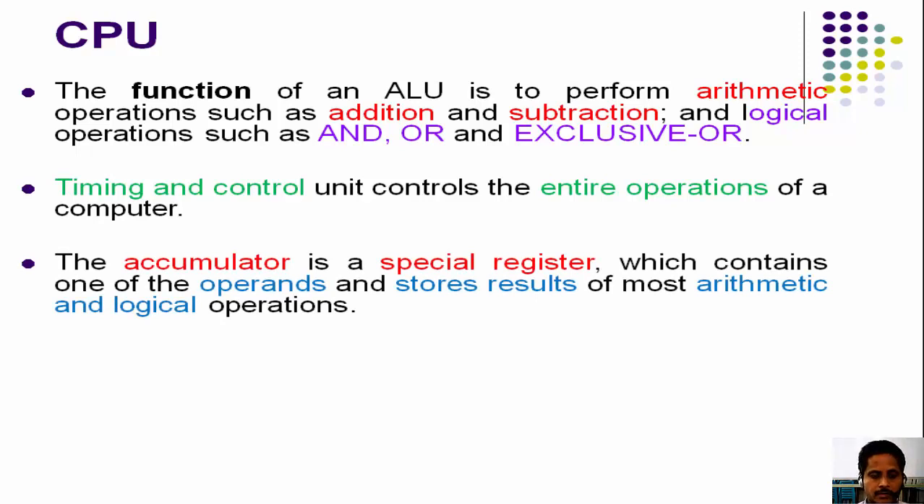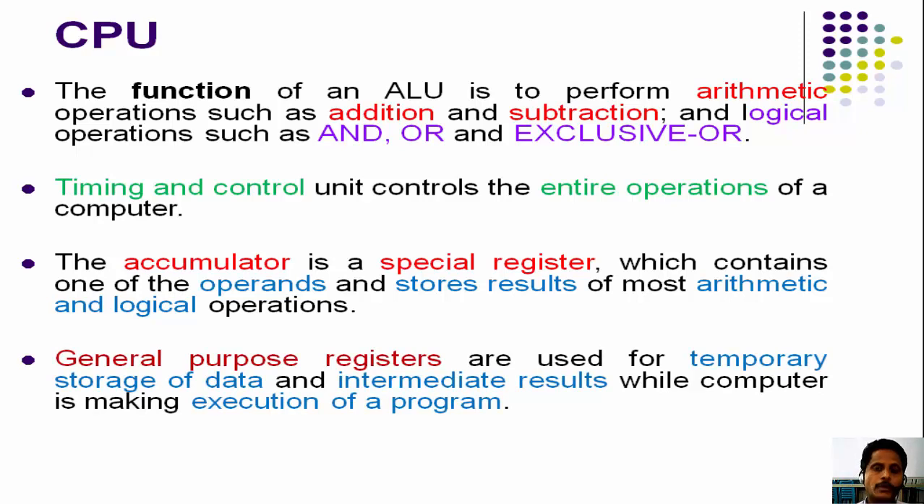As I said, the CPU consists of the special purpose register bank and the general purpose register. Now in CPU you will find the accumulator is one kind of special purpose register which contains one of the operands and stores the results of most arithmetic and logical operations, that is after the execution of the program or after the operation, the CPU will store the result in the accumulator. So that's why this accumulator is the special purpose register.